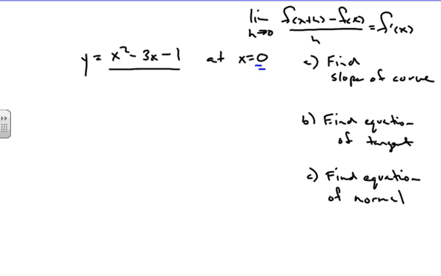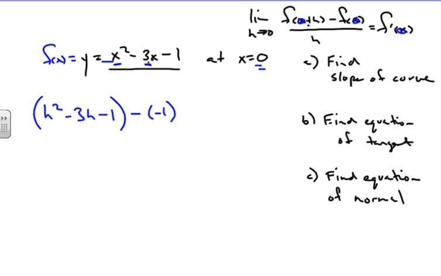So without further ado, we're going to plug in our values. x equals 0, so I'm going to plug in 0 for x right away. What we have then is f of 0 plus h, which is just h. So we're going to have h squared minus 3h minus 1. I'm plugging that into my function. I guess it is y, but we're going to assume it's f of x. Now we're going to subtract f of 0. So we plug 0 in here: 0, 0, and then negative 1. And then it's going to be divided by h.